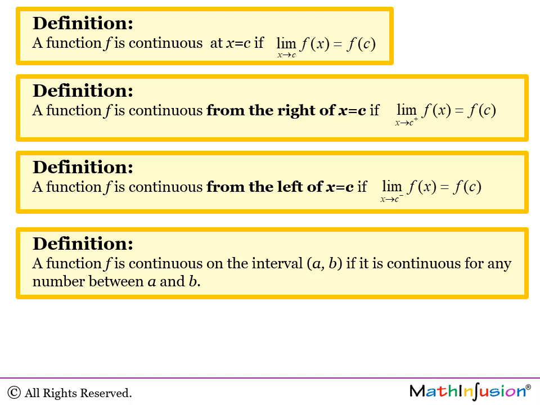Definition. This is an important definition. A function f is continuous on the interval ab if it is continuous at every number between a and b.